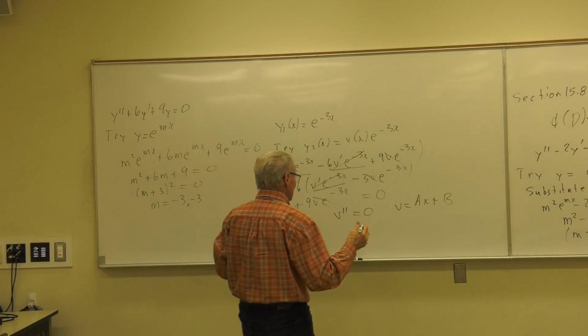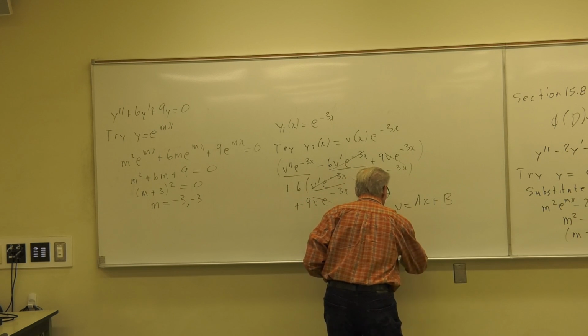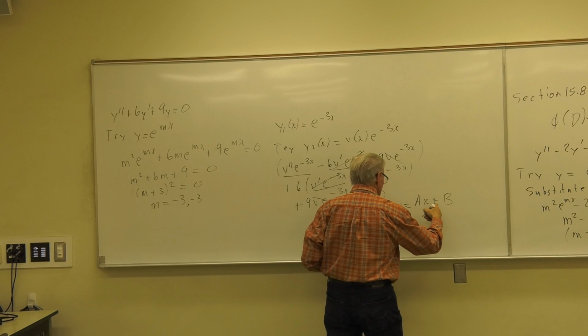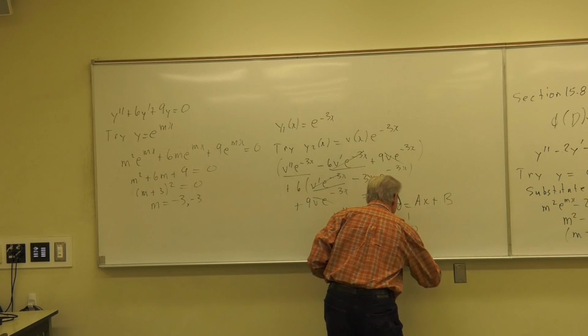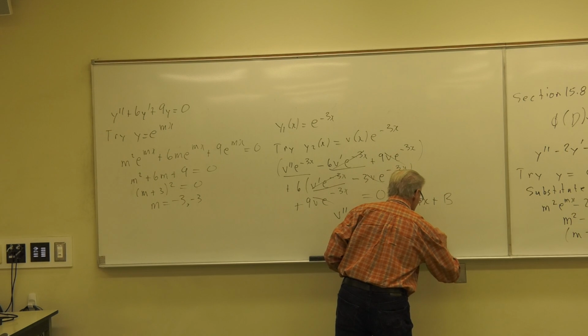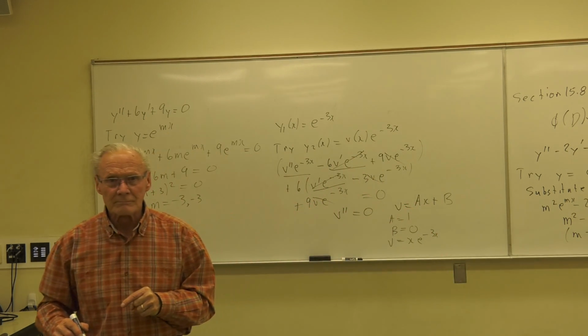Okay? So let's back up a little bit. Well, I could do that. That would be fast. Suppose I put A equal to 1 and I put B equal to 0. What does this turn into? That turns into x, and then v then is equal to x e to the minus 3x. There's the second solution I was looking for.